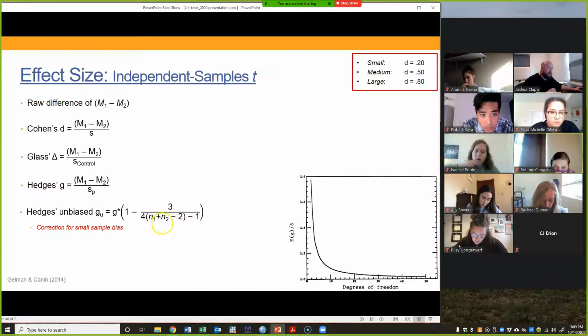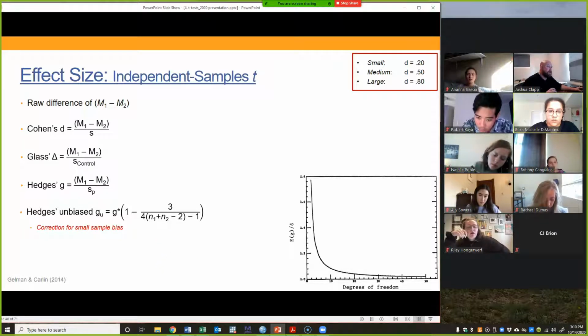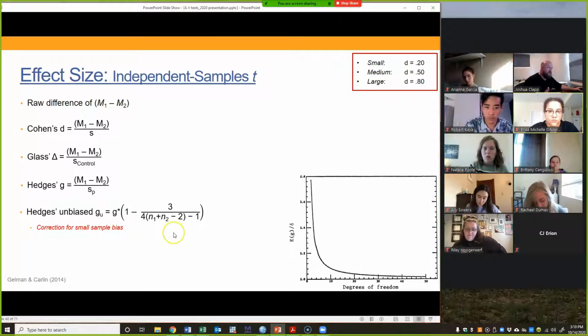So as my samples get bigger and bigger, what happens to the denominator of this whole thing? It also increases. And if I take 3 and divide that by an increasingly large number, what do I get? A smaller and smaller number. And so functionally, this correction factor is always going to be a decimal, right? Because I'm taking 1 minus something that's increasingly small. But as my sample gets larger and larger, what does this do to my correction factor?